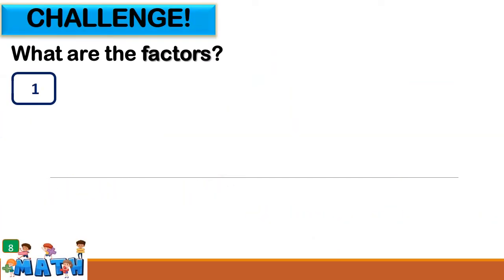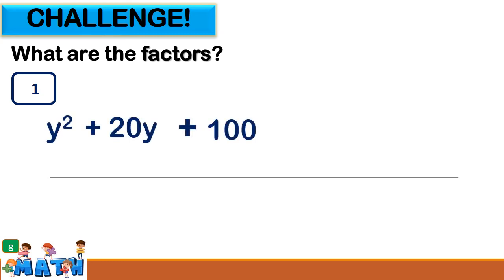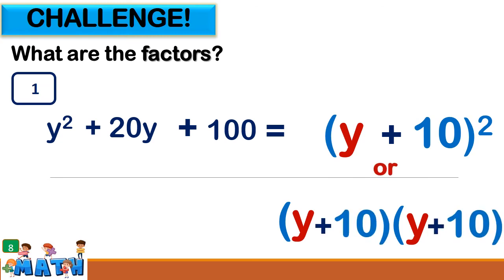Are you ready for a challenge? So challenge number 1. What are the factors of the trinomial y squared plus 20y plus 100? The answer is y plus 10 quantity squared, or y plus 10 times y plus 10, and you are correct.